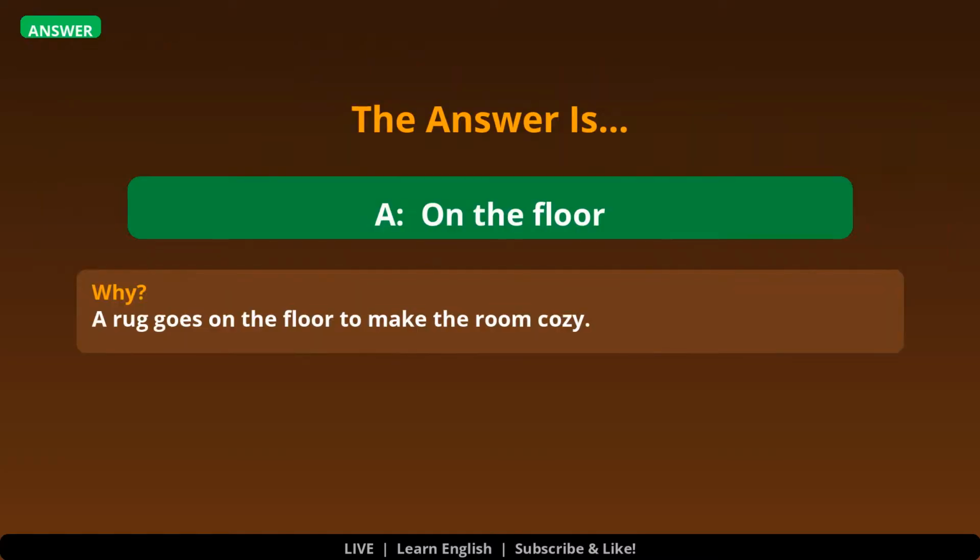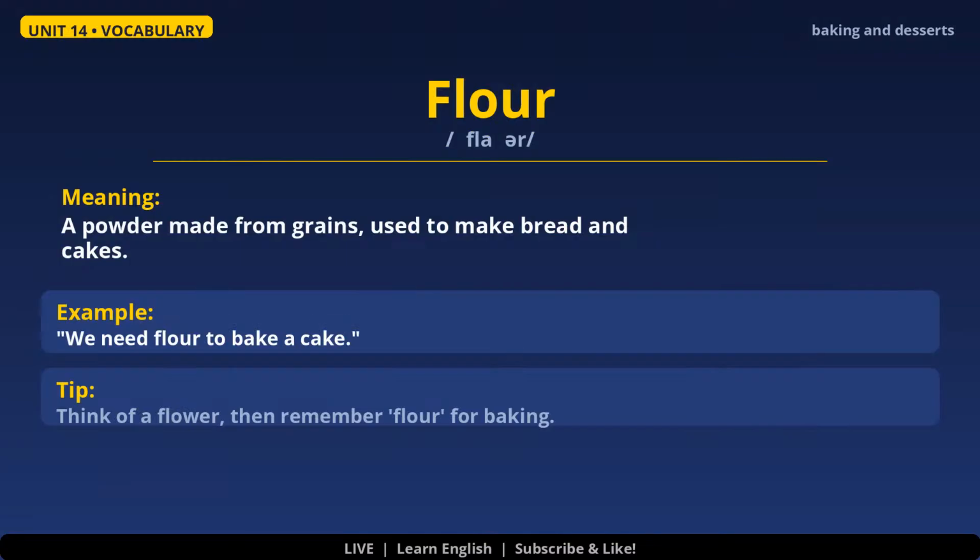And the correct answer is option A, on the floor. A rug goes on the floor to make the room cozy. Great job if you got it right. Let's continue learning. Check out this new word.